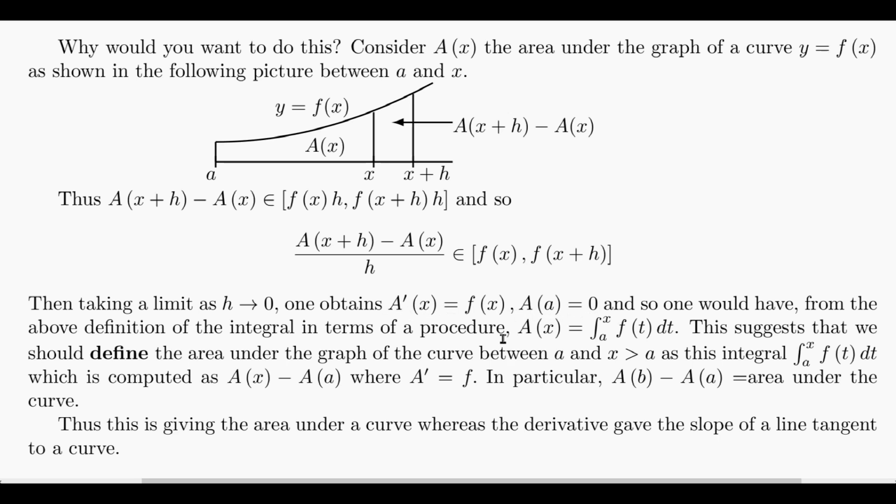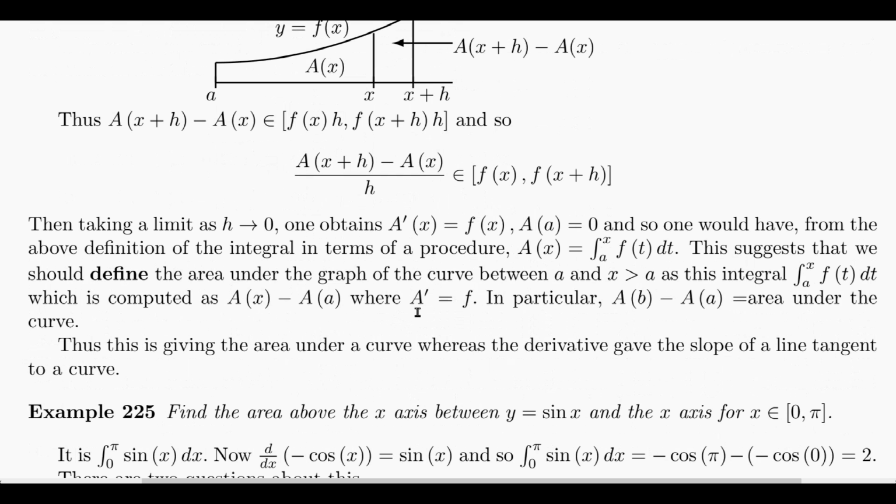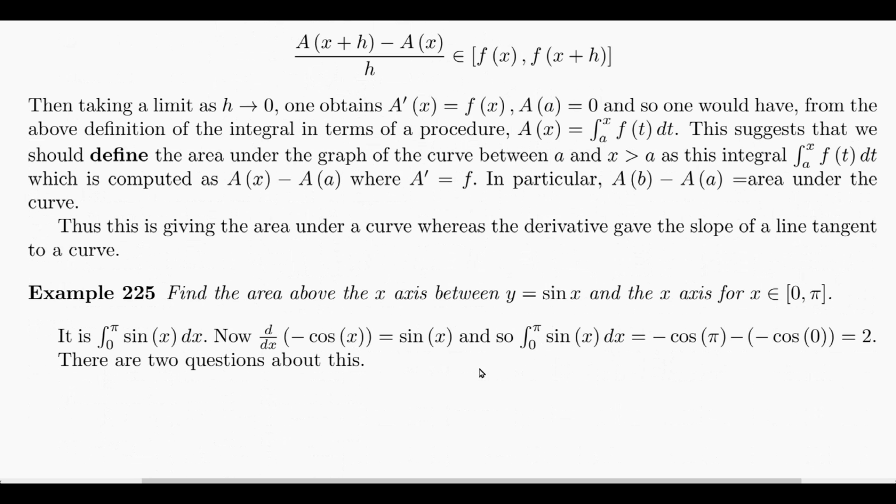Okay, and so if I wanted the total area from a up to b, it would be A of b minus A of little a, and that would be the area under the curve, you see. So this is why we'd want to do this. This integral allows us to find the area under a curve, just as the derivative allowed us to find the slope of a tangent line to a curve.